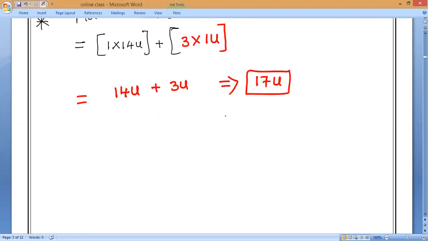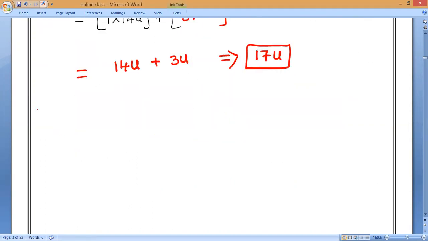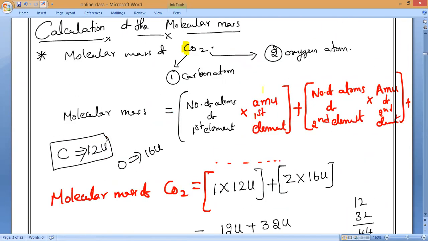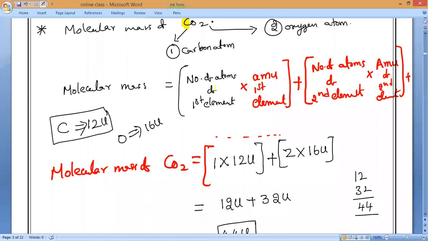Next, molecular mass of nitric acid. What is the formula of nitric acid? The formula is HNO3. Now tell me first, how many atoms are there here? Three elements are there totally. So this formula will come how many times? 3 times it will come. That is what you have to remember.